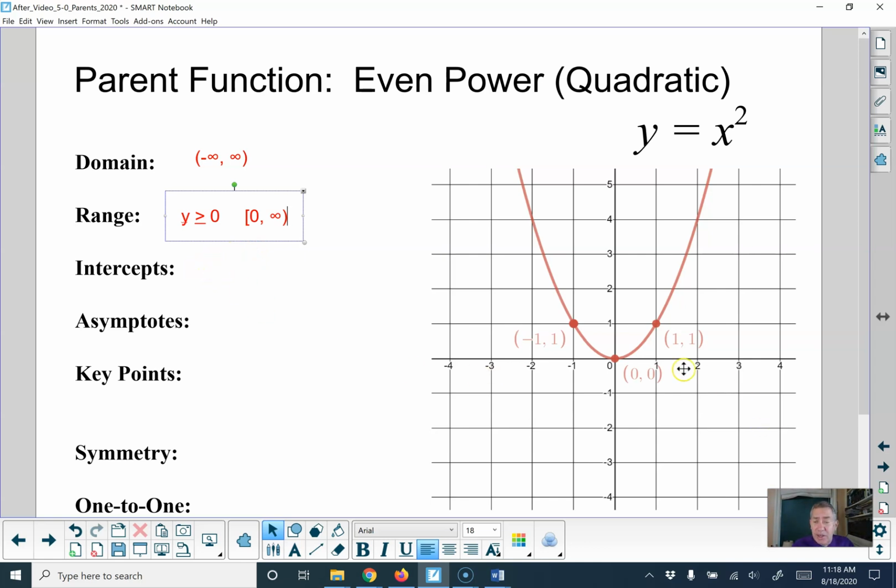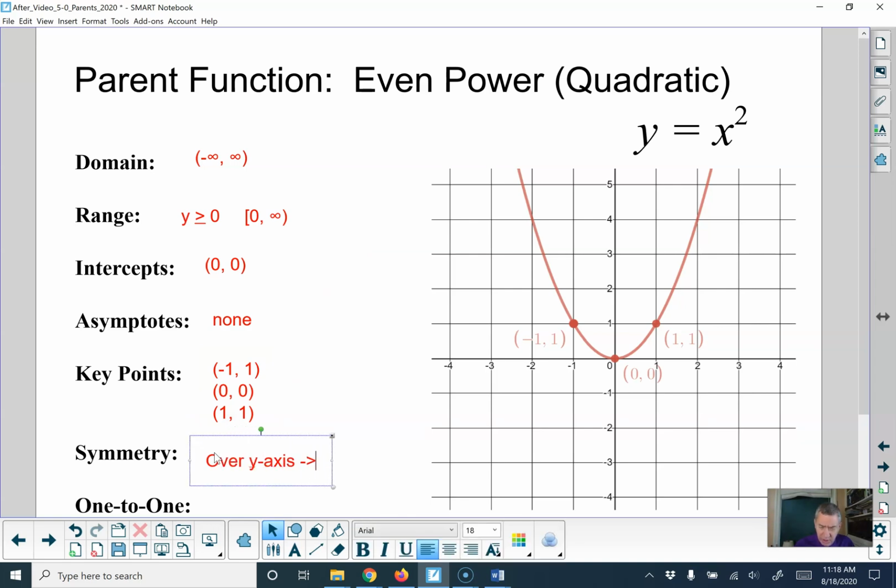You notice that it intersects the x-axis and the y-axis at the exact same place. That is the origin, 0, 0, so that counts for both intercepts. There are no asymptotes. The key points on this graph, as you see, are -1, 1, 0, 0, and 1, 1. Nice points there. It is symmetric, as you can plainly see, over the y-axis, which makes it, therefore, an even function. Not a surprise, because it's got an even power, and we called it an even power, so it's not a surprise that it's an even function.